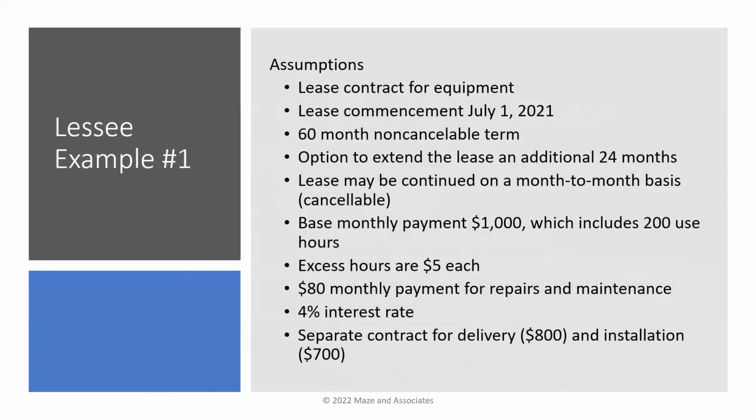So like this first example, you have a contract for equipment, and these are simple examples. Commencement of July 1, 2021, a 60-month non-cancelable term. There is an option to extend for 24 months. It may be continued on a month-to-month basis after that. It's cancelable. Base monthly payments are $1,000, which includes 200 use hours. Excess hours are $5 each, and there is an $80 monthly payment for repairs. A 4% interest rate is built into the agreement. There's a separate contract for delivery and installation costs.